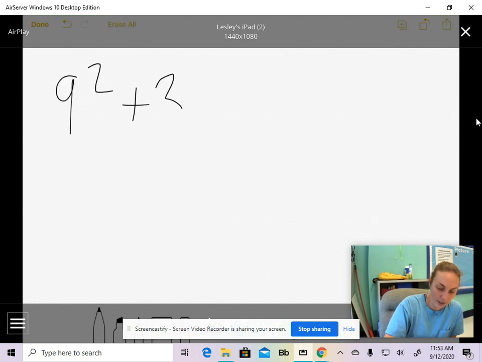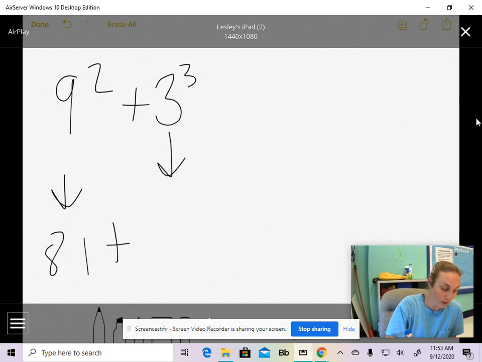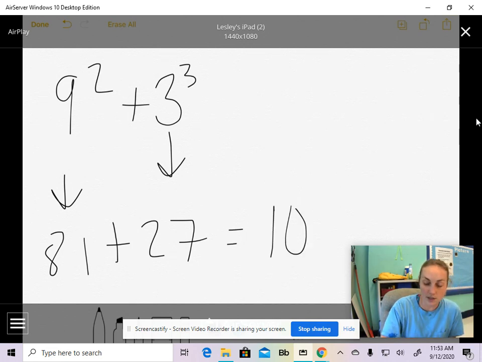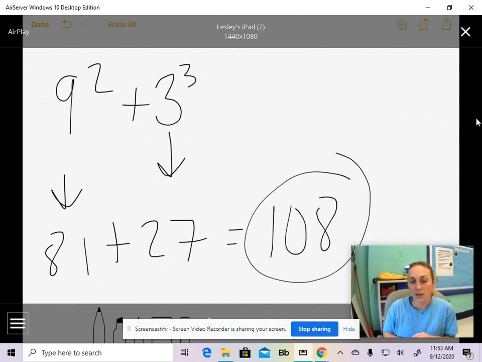So 9 squared plus 3 cubed. Well, 9 squared would be 81. 3 cubed would be 27. And then 81 plus 27 would be 108. So that's all that is, really.